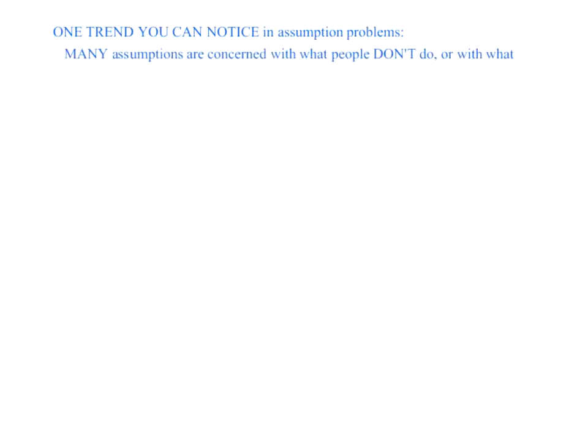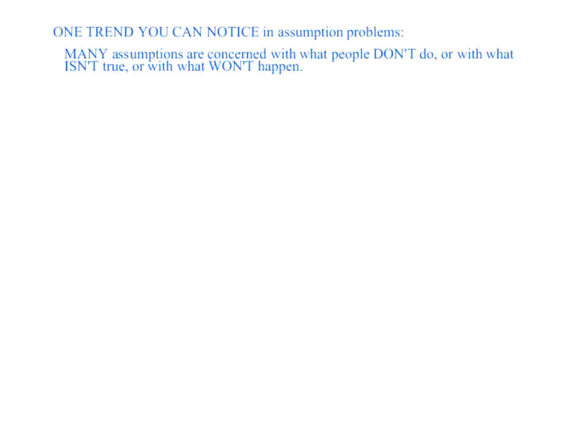So one thing that you can notice in assumption problems is that, not all of them, but a large number, many assumptions are concerned with what people don't do or with what isn't true or with what won't happen. If you think about the procedures that we talked about up there, this should actually make perfect sense. Because remember that most assumptions are like dismissals of things that might happen. So this is kind of a natural consequence of that.